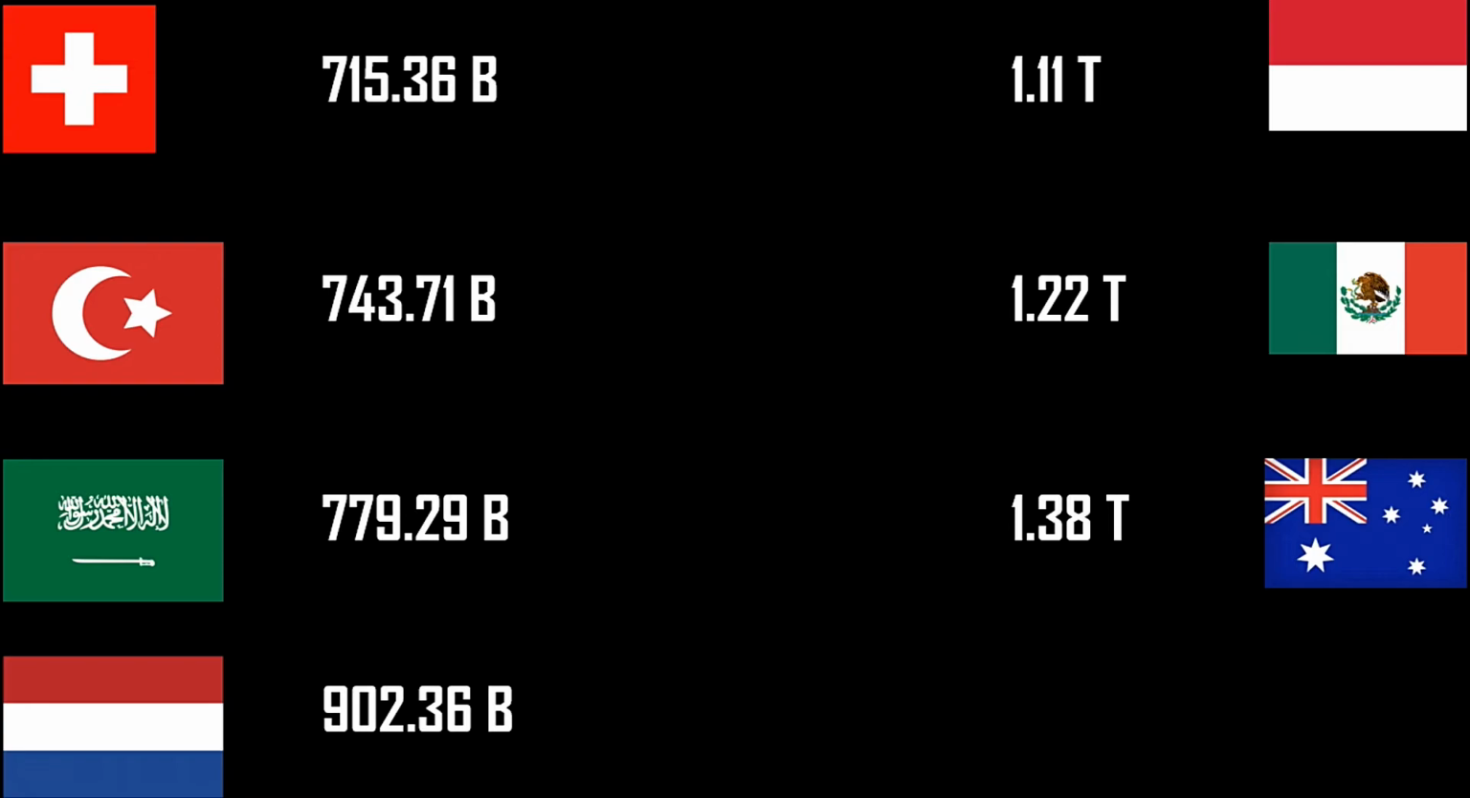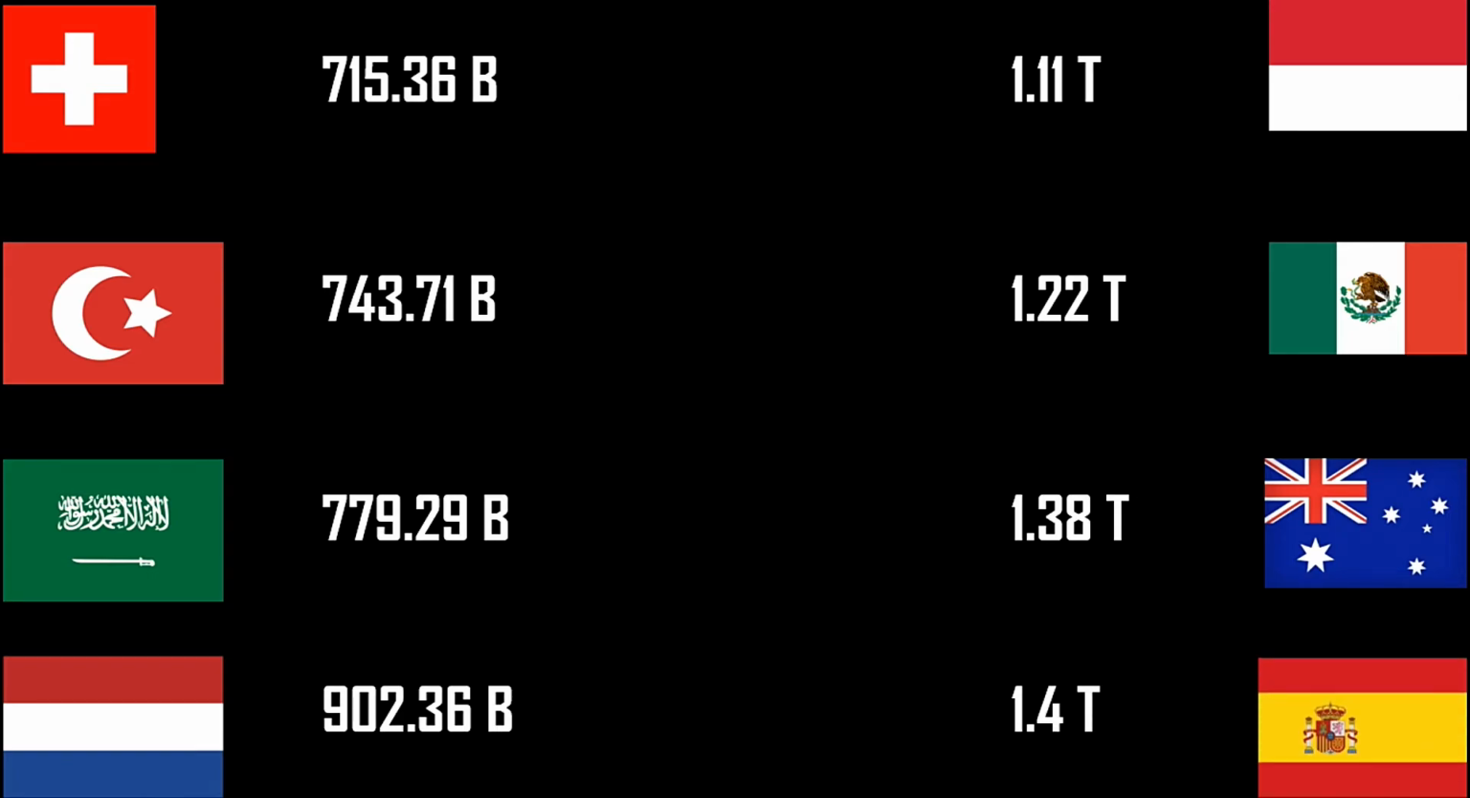14 is Australia with $1.38 trillion. 13 is Spain with $1.4 trillion. Number 12 is South Korea, $1.63 trillion. 11 is Russia, $1.64 trillion. Really close. 10 is Canada, $1.73 trillion.